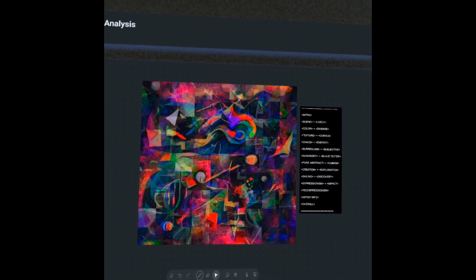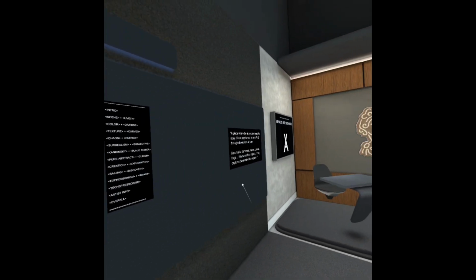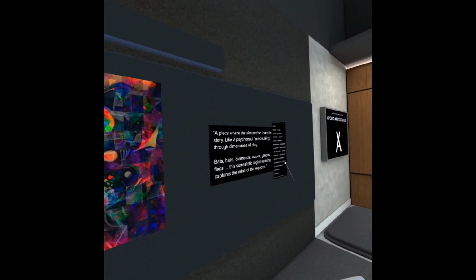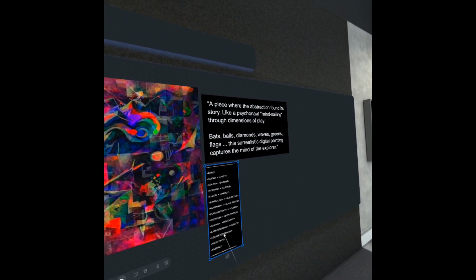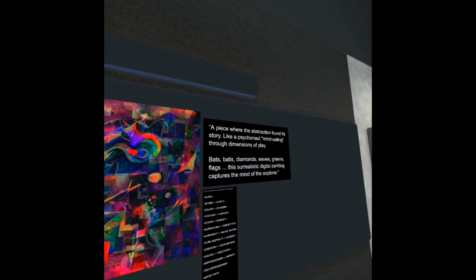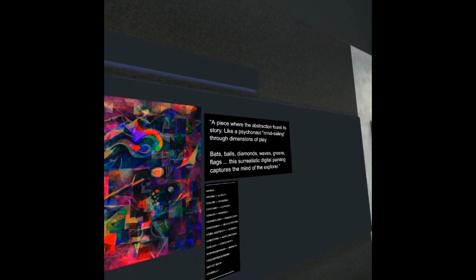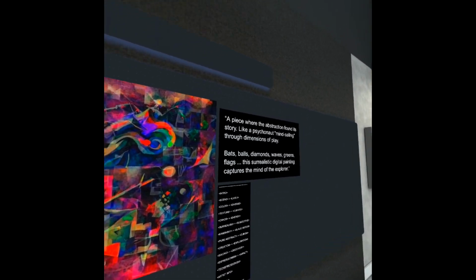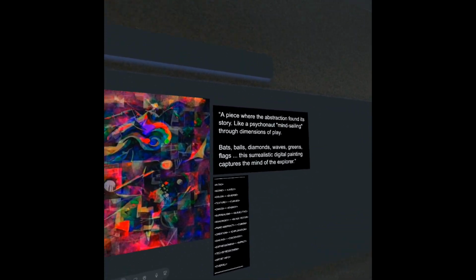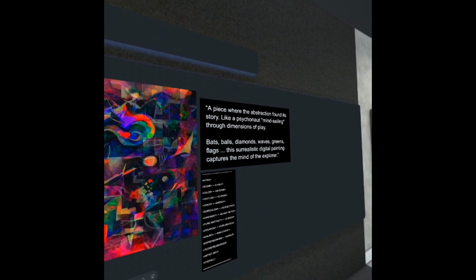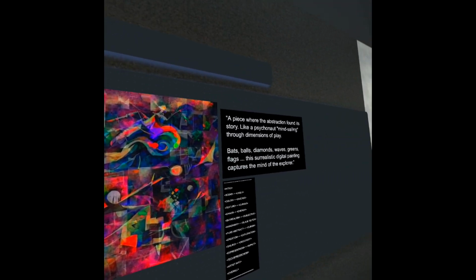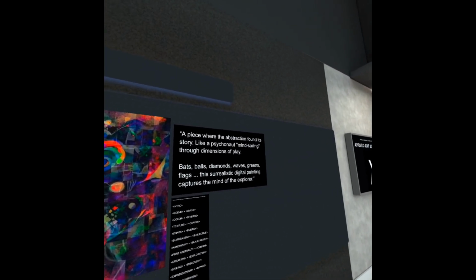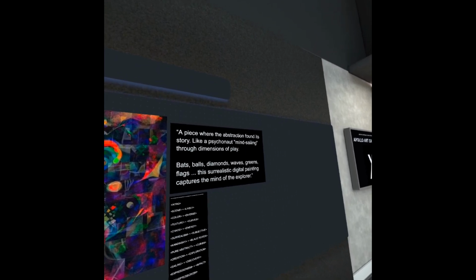The artist does this work as a sense of exploration, and I actually have a quote from the original artist here. She describes this work as a piece where the abstraction found its story, like a psychonaut mind sailing through dimensions of play. Bats, balls, diamonds, waves, greens, flags. This surrealistic digital painting captures the mind of the explorer. So we see a digital painting here, and she describes it as dimensions of play, or exploration in that sense.